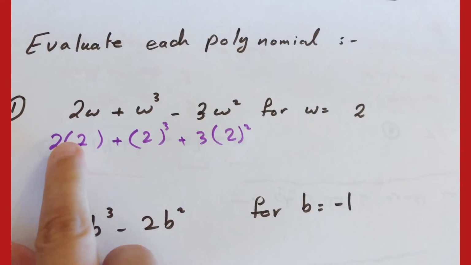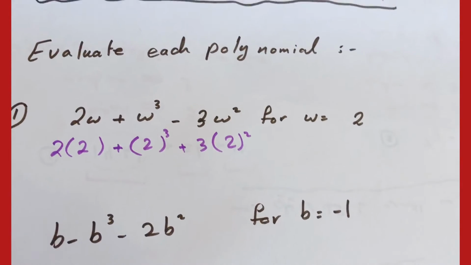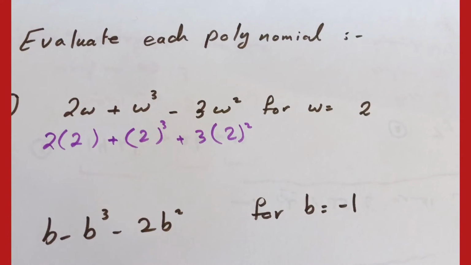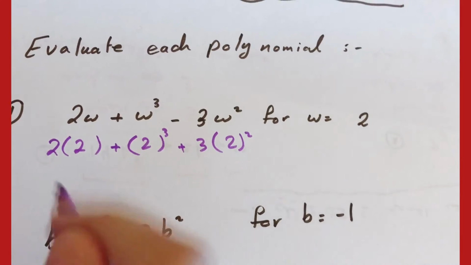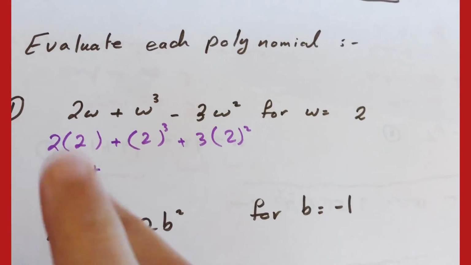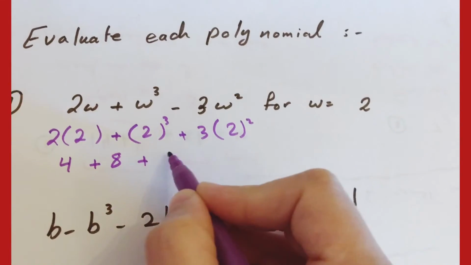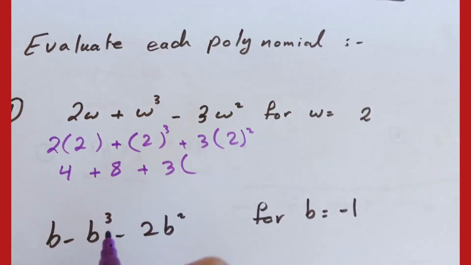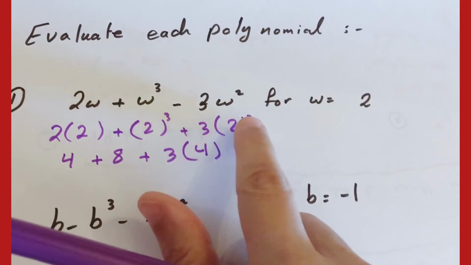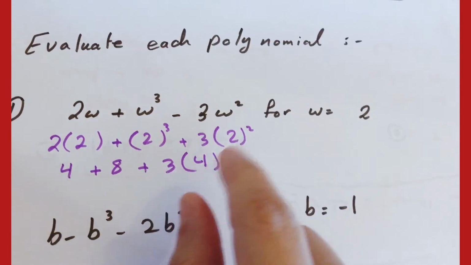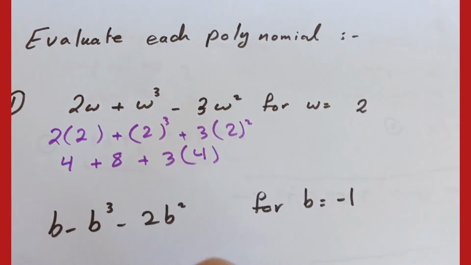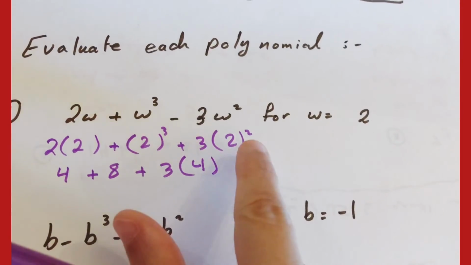We will start from left to right, and if you don't know how to order the operations, I will put the link for the lesson in the description box. You can watch it. Okay, 2 times 2 will be 4, plus 2 to the power 3 means 2 times 2 times 2, which is 8, minus 3, and I will open the bracket first: 2 to the power 2 means 4. I cannot multiply before I open the bracket. Here it is 2 times 2 times 2, and here 2 times 2.